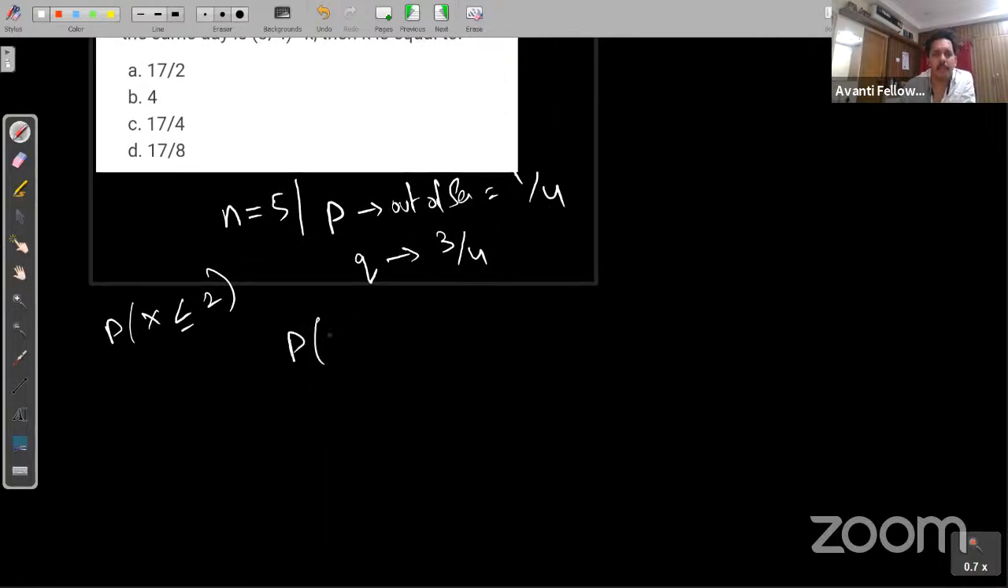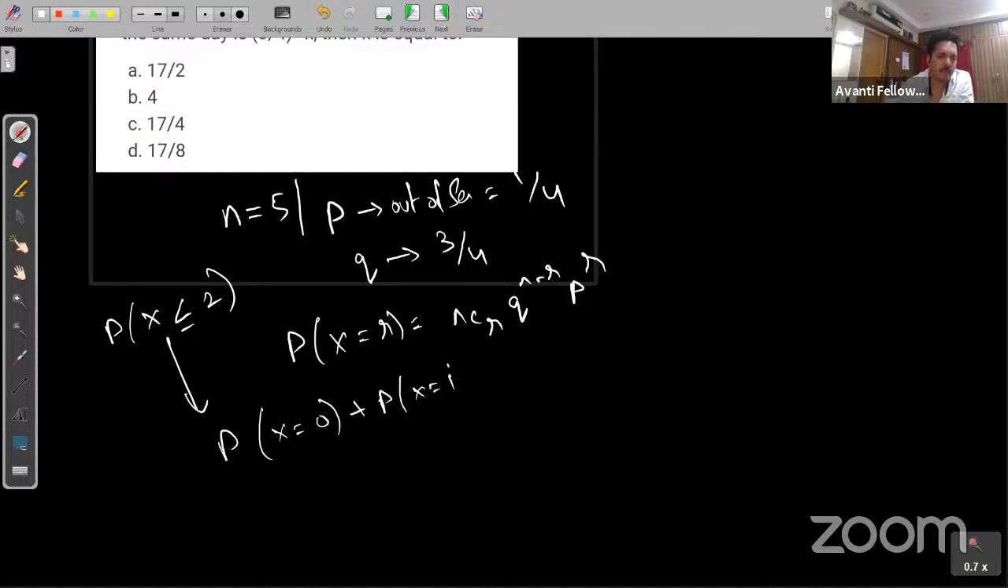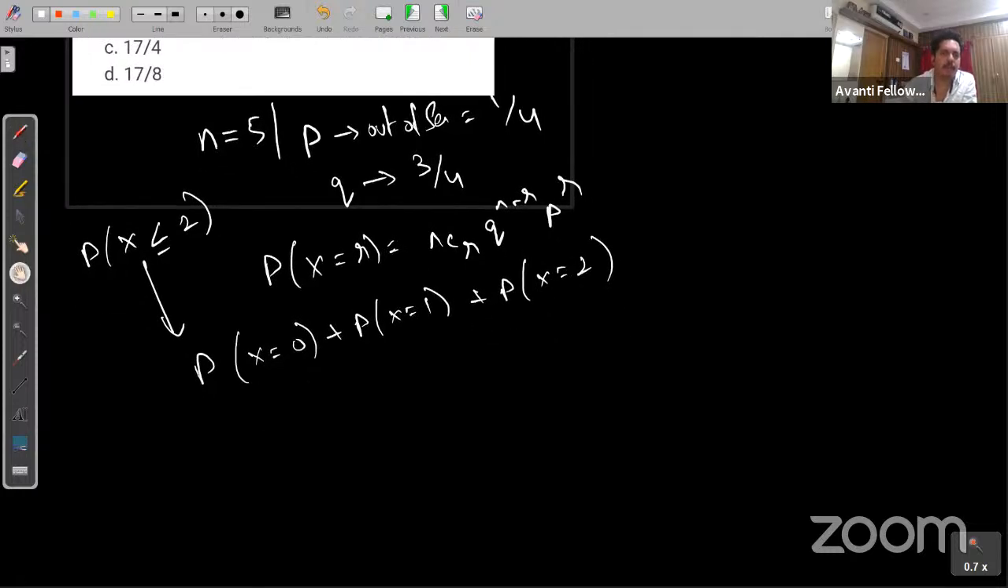Now first of all I'm writing P of X equal to r is equal to nCr Q power n minus r into P power r. Everyone remember this formula or not? It is very easy. P of X less than or equal to 2 means P of X equal to 0 plus P of X equal to 1 plus P of X equal to 2. What is X equal to 0, guys? It is nC0, and n is already given as 5, so write it directly. It is 5C0 into Q power 5, so it is 3 by 4 whole power 5 into 1 by 4 whole power 0.